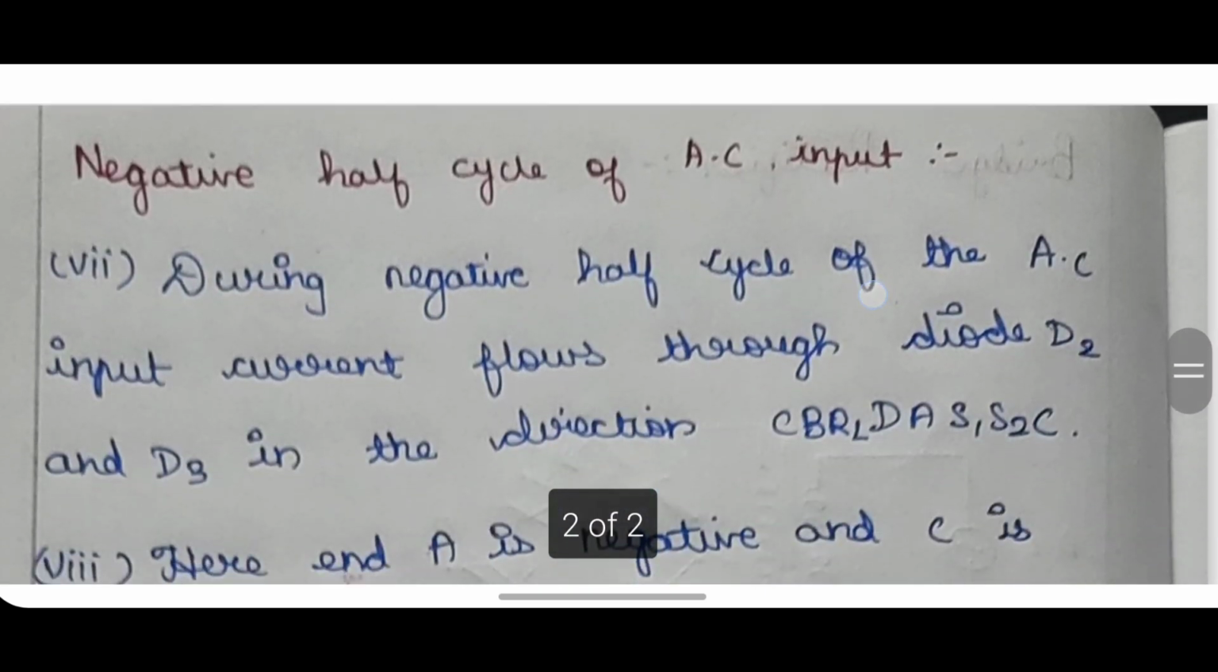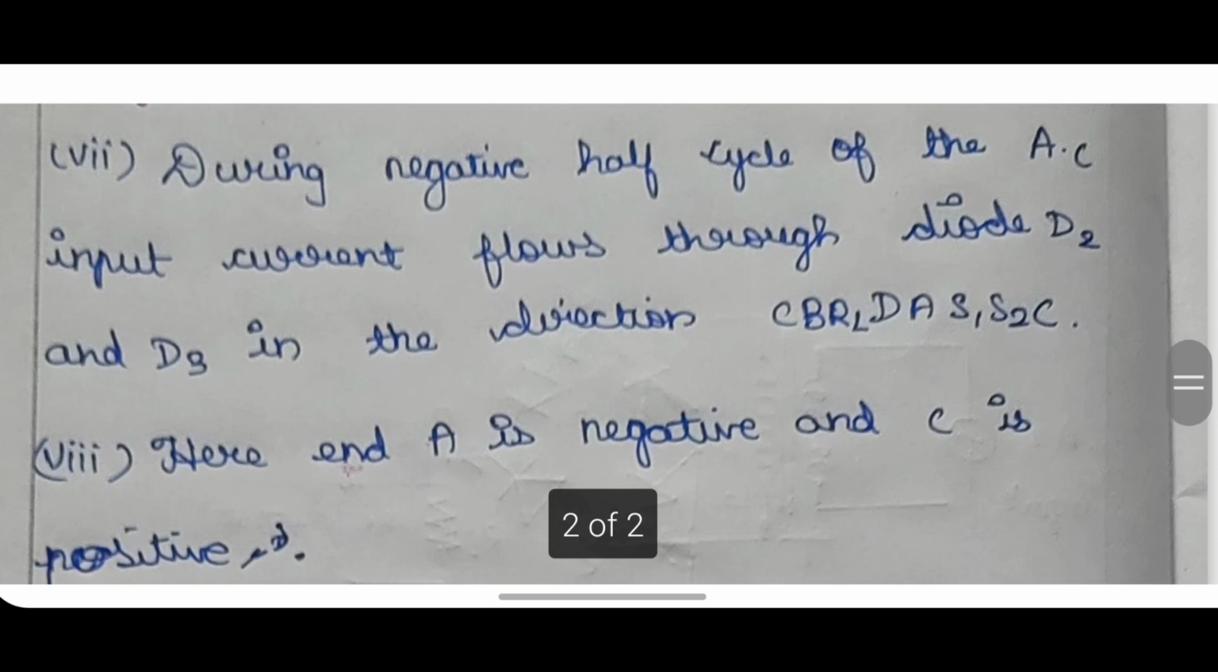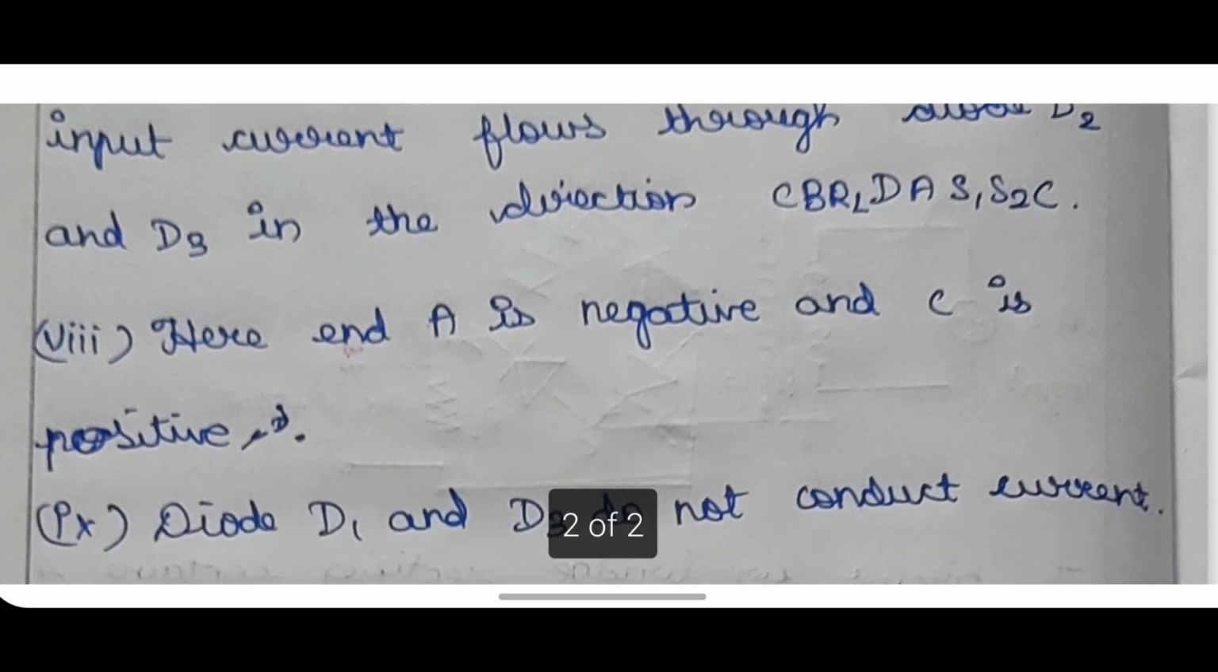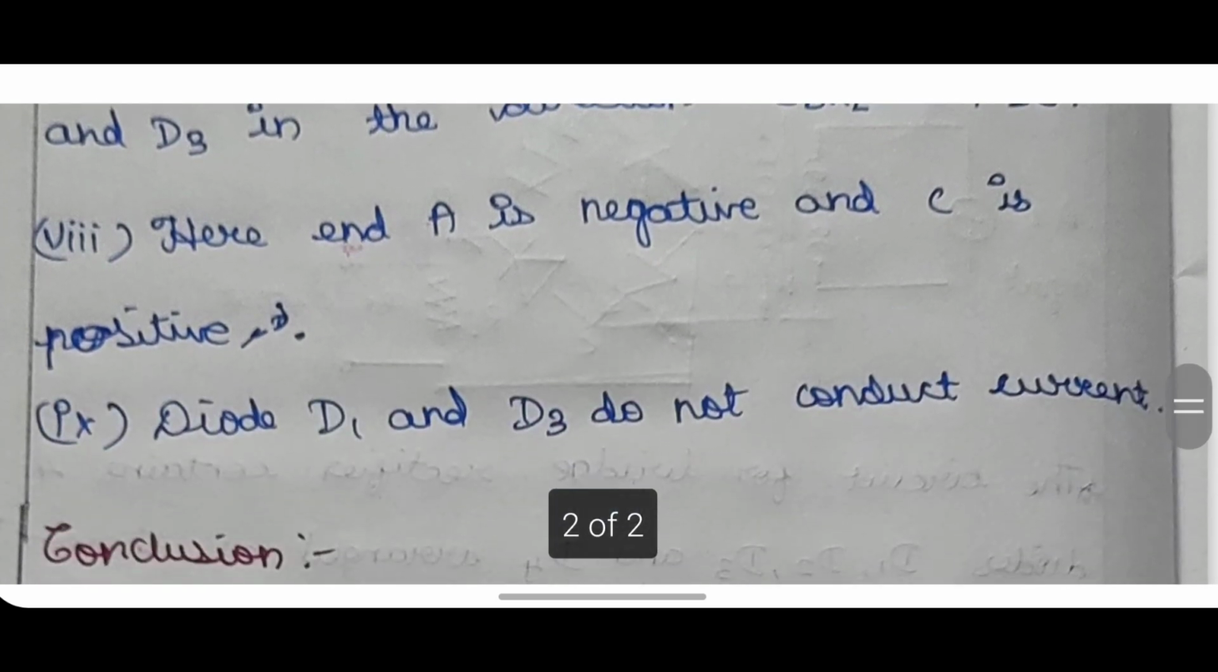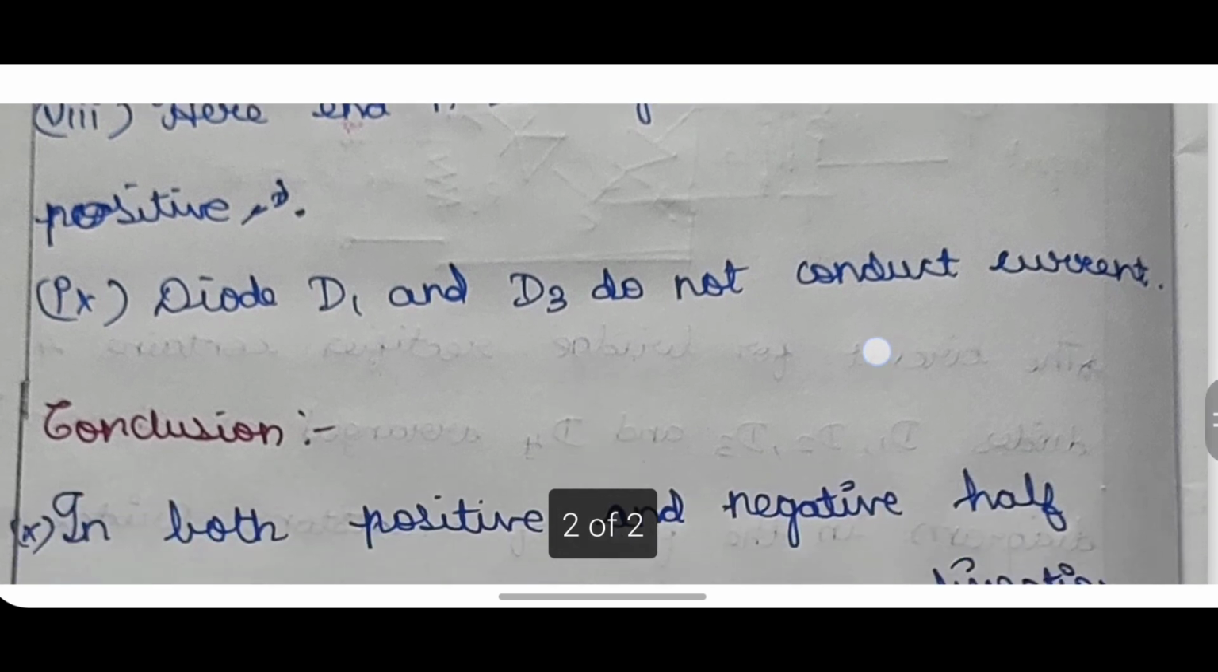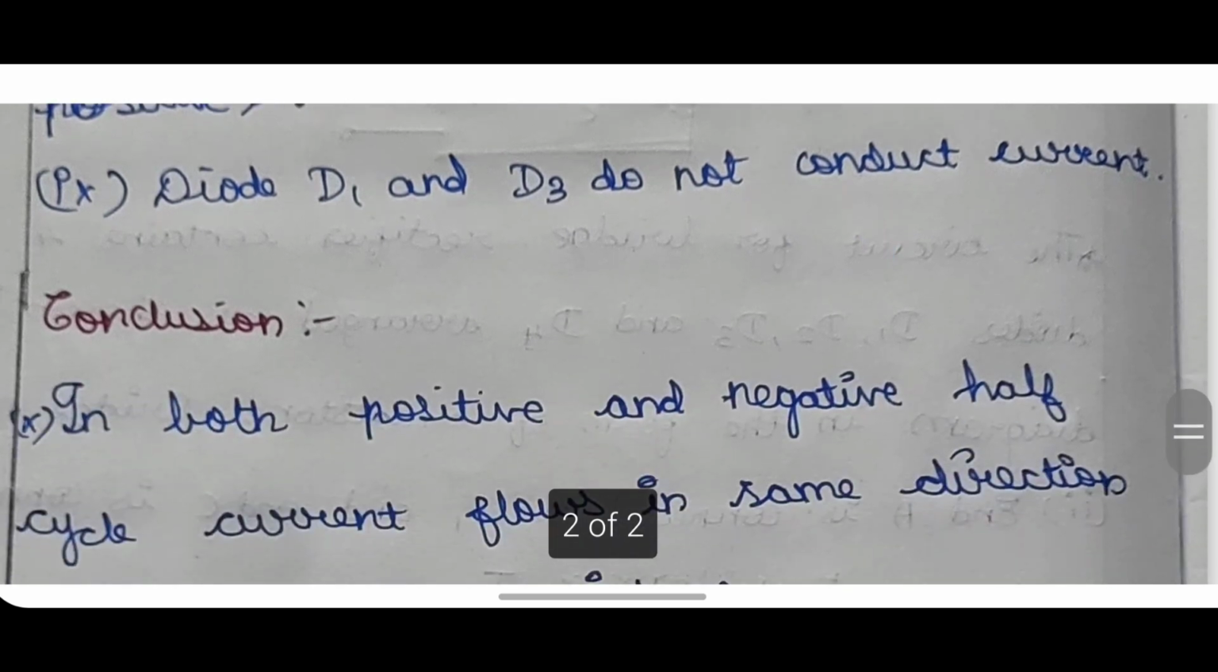During the negative half cycle of the AC input, current flows through diodes D2 and D4 in the direction C, B, RL, D, S1, S2, C. Here end A is negative and C is positive. Diodes D1 and D3 do not conduct current, same as we have seen.